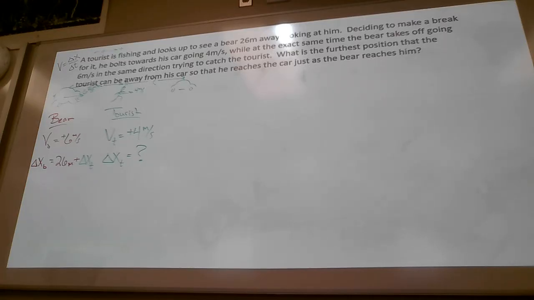Okay. So I'm probably going to need something with time. Got velocity, got displacement. Which object is running for a greater amount of time, greater length of time, the bear or the tourist?